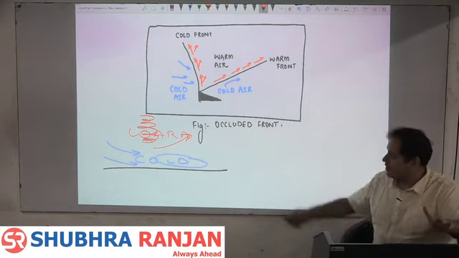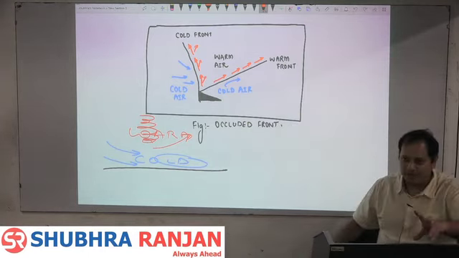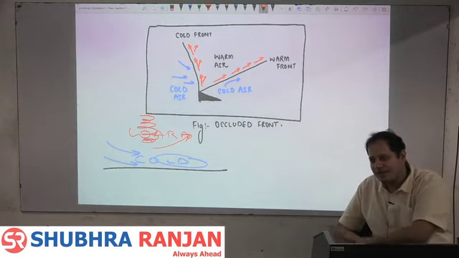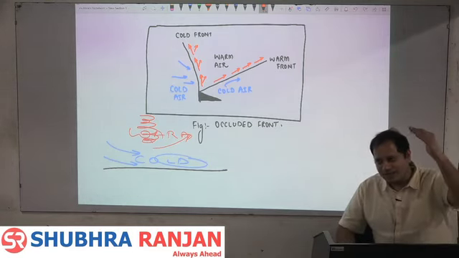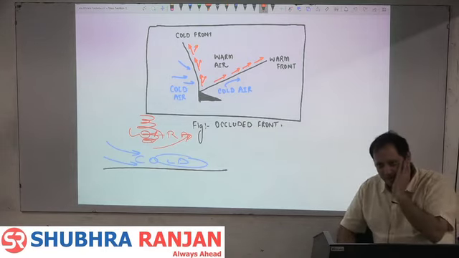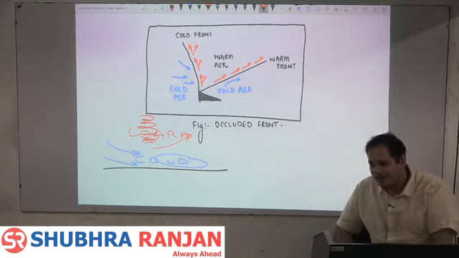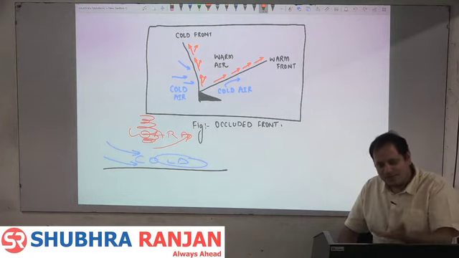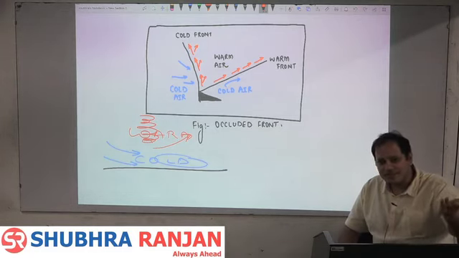Whatever be the initial stage of warm front or cold front, final stage में कौन नीचे आने वाला है? Cold air. ऊपर कौन रहने वाला है? Warm air. Fine? That is the meaning of this diagram. Getting it? So actually this is what? Then once it is temperature inversion.